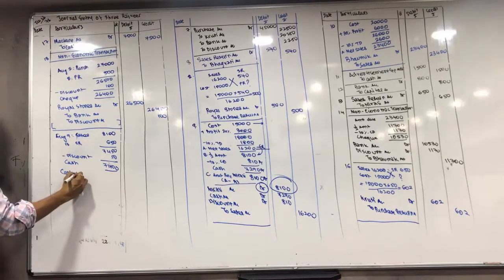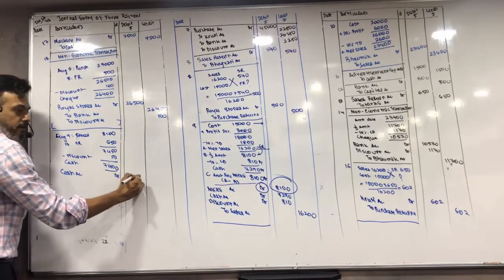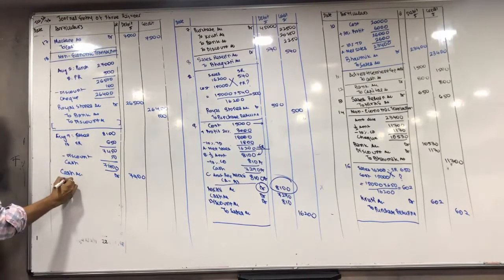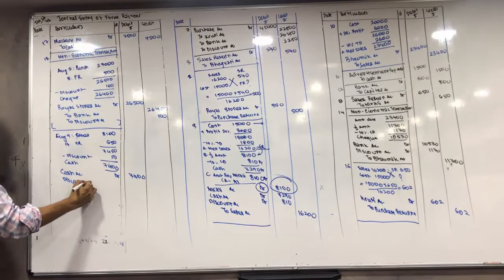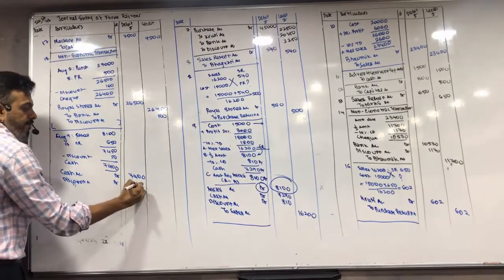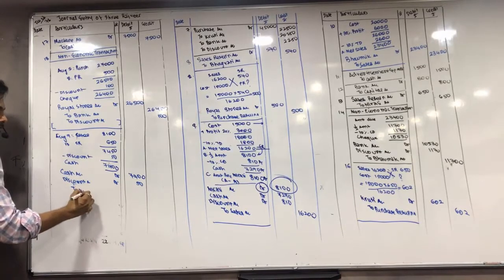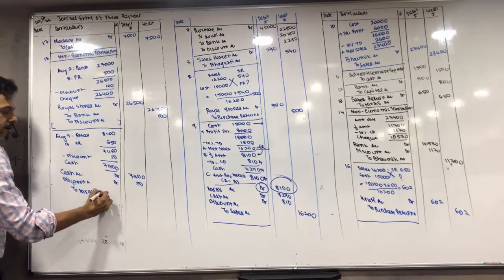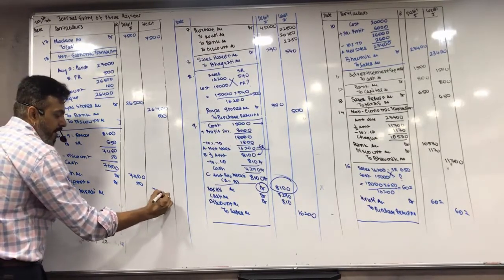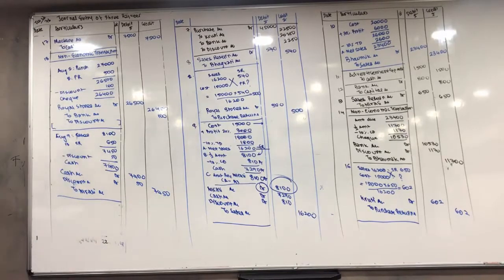Cash account debit 7,400. Discount account debit 50. Nirali is the giver. Credit the giver 7,450. Can I say after this her account is settled? Is everyone understanding?